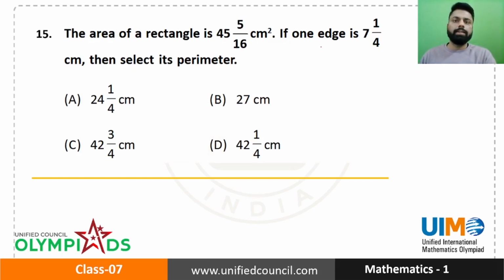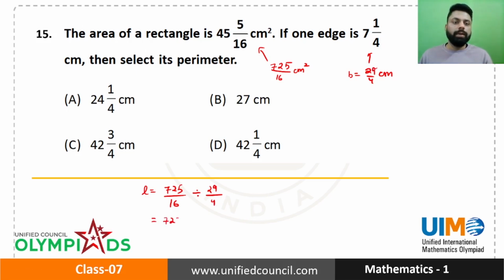The area of the rectangle is given. One of the edges is given. Select the perimeter. So the area is equal to 45 by 16 plus 5, that is 725 upon 16 centimeter square. One edge is 29 upon 4 centimeter. Let us assume that this value is equal to the width. So the length is equal to 725 upon 16 divided by 29 upon 4.